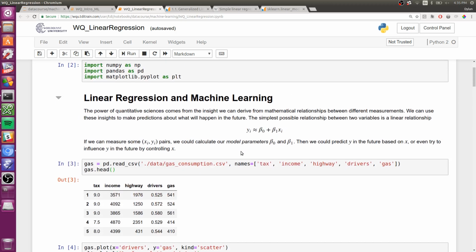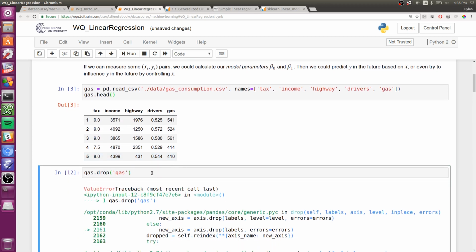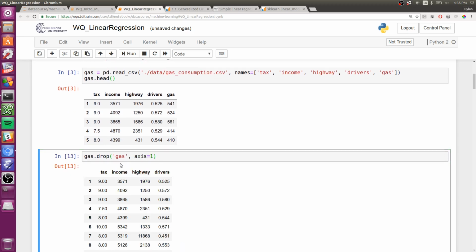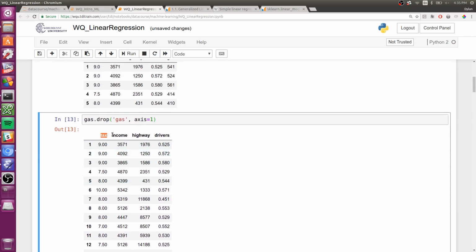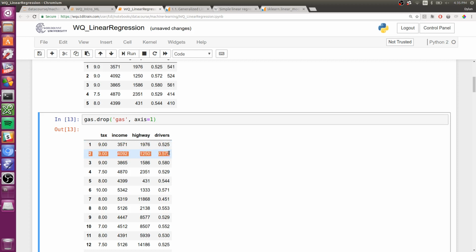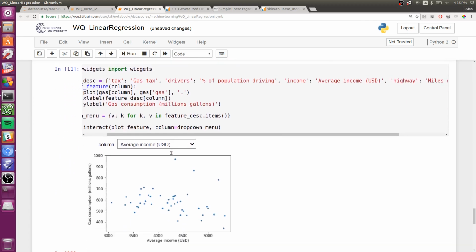So a feature matrix is essentially this table, except without the gas column, because the gas column are the labels we're trying to predict. So this is our feature matrix. Each column corresponds with a different feature. Each row corresponds with a different observation, a different data point. And time and time again, we will be talking about feature matrices in the context of machine learning tasks.